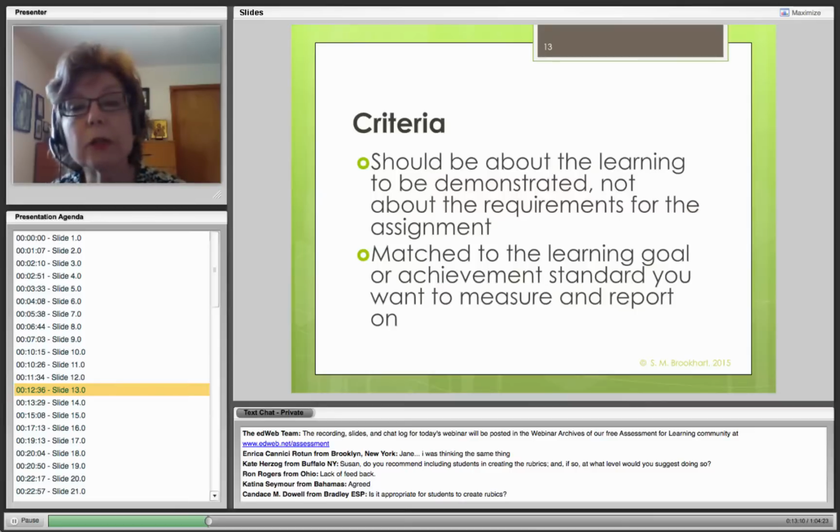The criteria should also be matched to the learning goal or achievement standard you want to measure a report on. So that means that you might choose to privilege some aspects of the assignment over others because you're giving that assignment, that assessment, in order to be an indicator of a particular learning goal or standard.